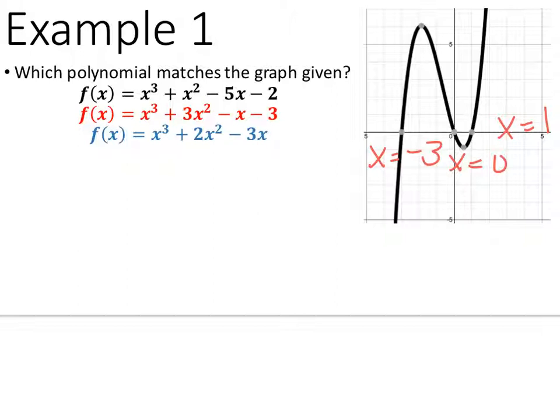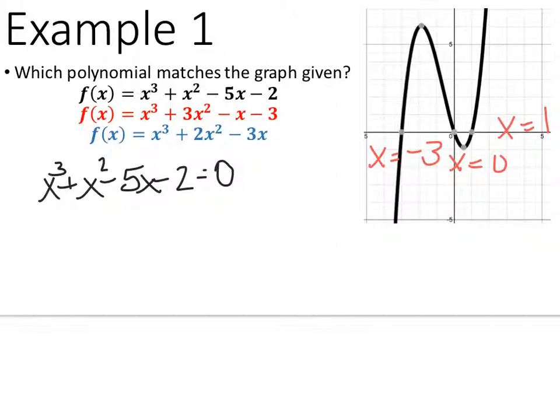First, I notice that all three of them are degree 3 polynomials, which means I can't get rid of one of them just by looking at the degrees. So I'm just going to start with this black problem up here. I have x to the third plus x squared minus 5x minus 2. I'm going to look at factoring first.